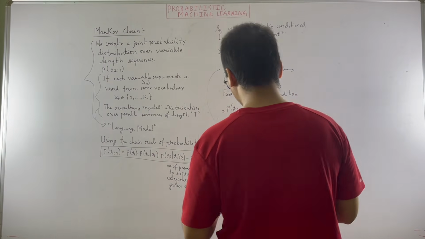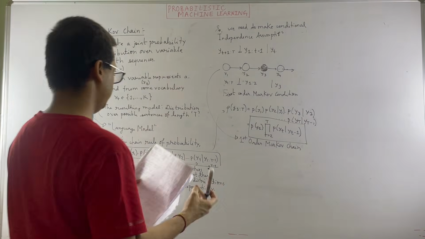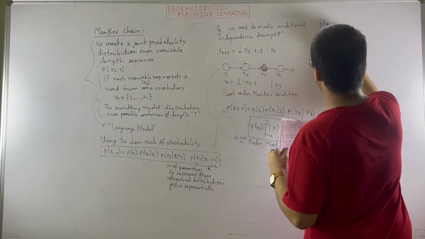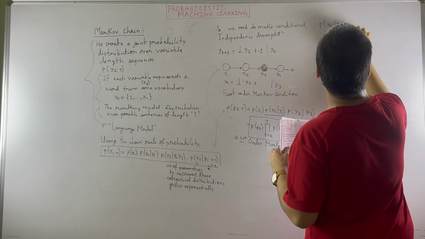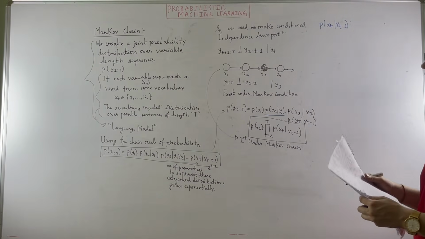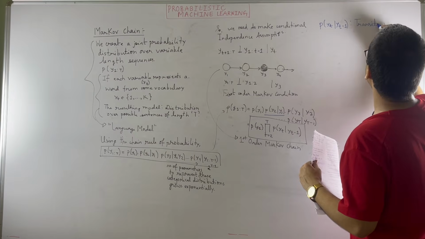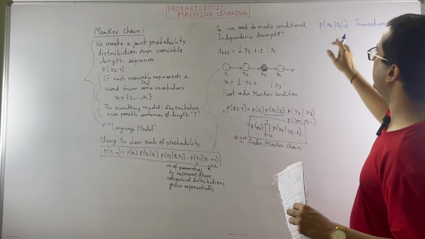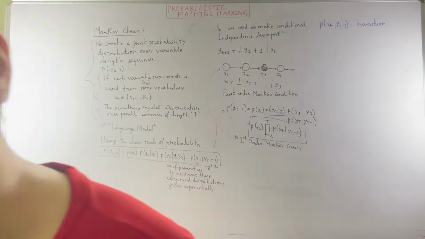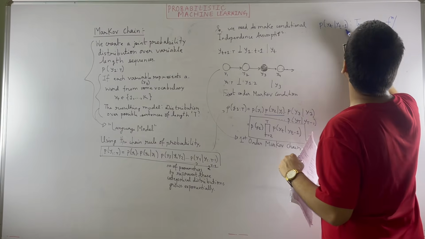Before I come to that, let us write some of these things as well. This p of yt given yt minus 1, the probability distribution of the y small tth element conditioned on yt minus 1, is some kind of distribution, right? We call it the transition function. Why transition? Because it's describing how we are transitioning from yt minus 1 to yt. So this is the transition function or the kernel function.